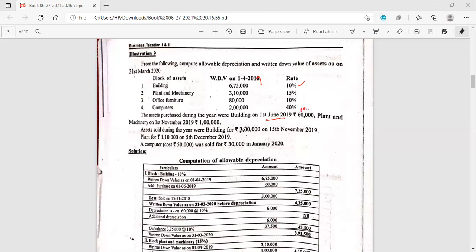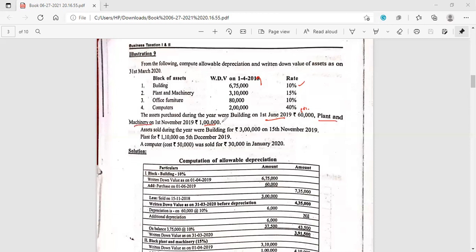And plant and machinery on 1st November they have given. November, December, January, February, March, less than 180 number of days. On an average, if we consider 30 number of days in a month also, then we'll get 5 into 30, means 150 days. So less than 180.